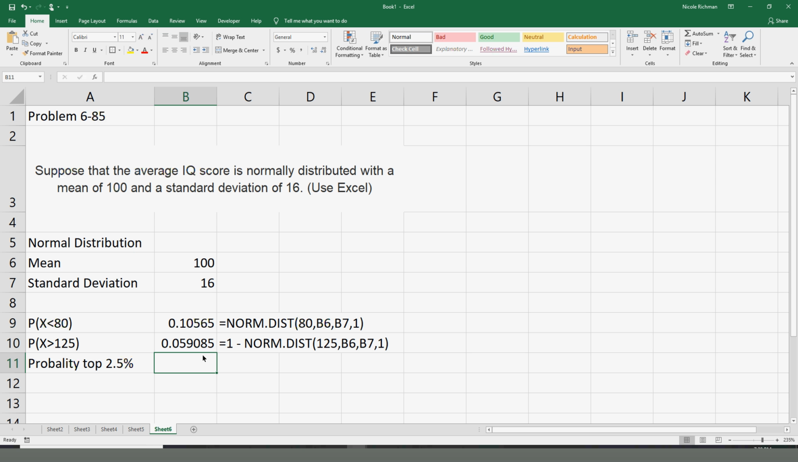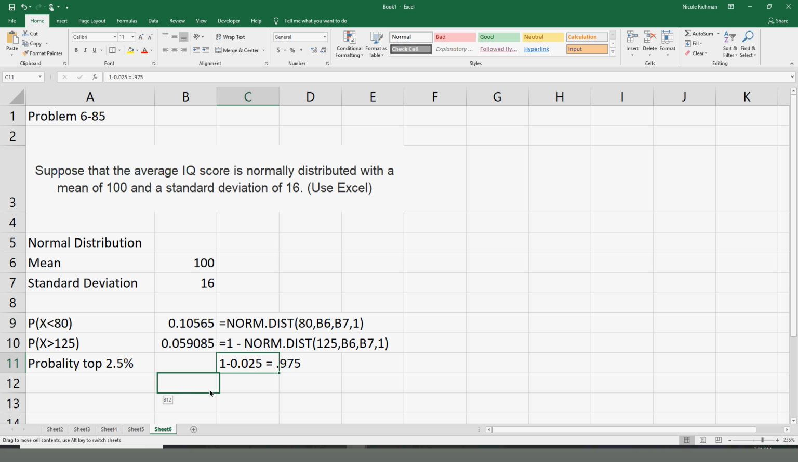And so the difference now, if we wanted to find out the top 2.5%, we use a normal inverse formula, but again, it's going to give us the less than. So we want the top 2.5%. So first we figure out 1 minus 0.025, which equals 0.975.